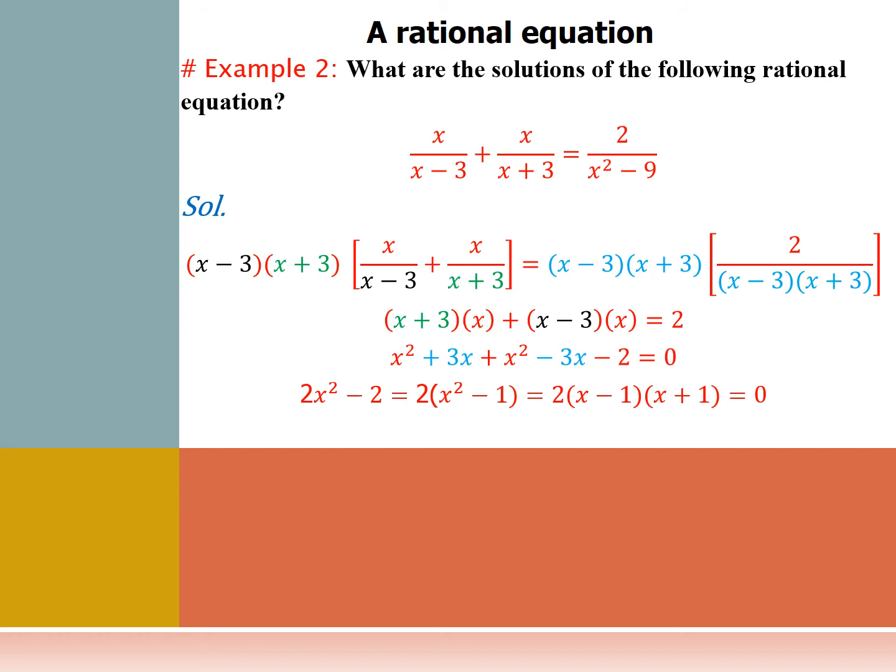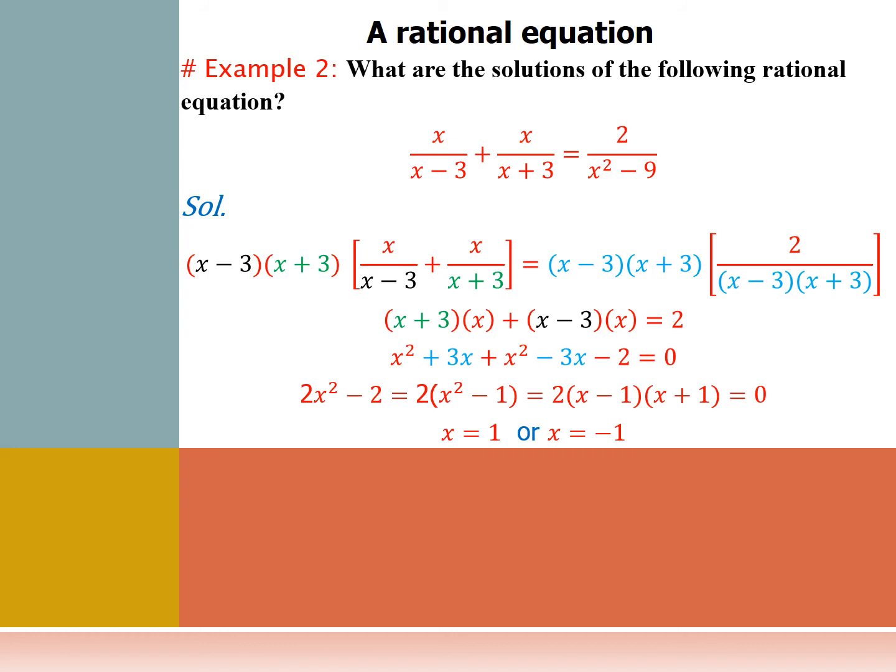Now when x minus 1 is equal to 0, we have x equals 1, and when x plus 1 is equal to 0, we have x equals minus 1. Okay guys, so we have 1 and minus 1, the values of x for this equation. Now you can take 1 and minus 1 for the main equation, and you can see if we have restrictions or not.